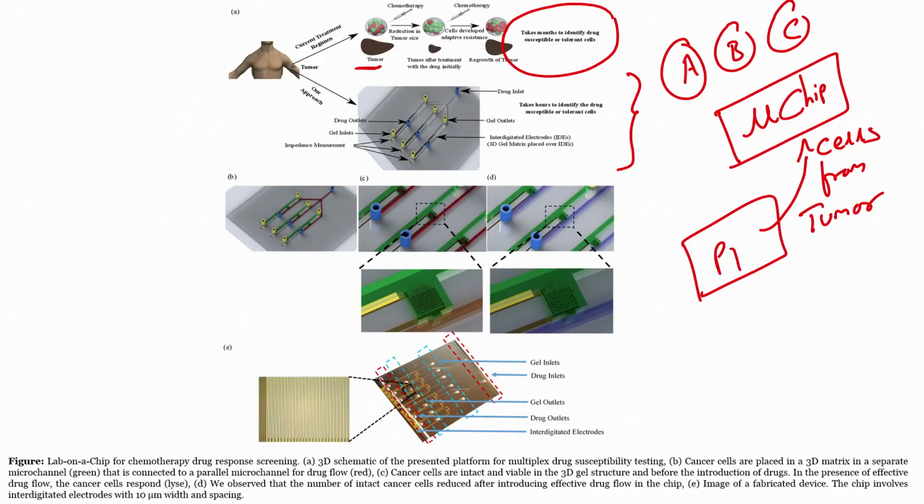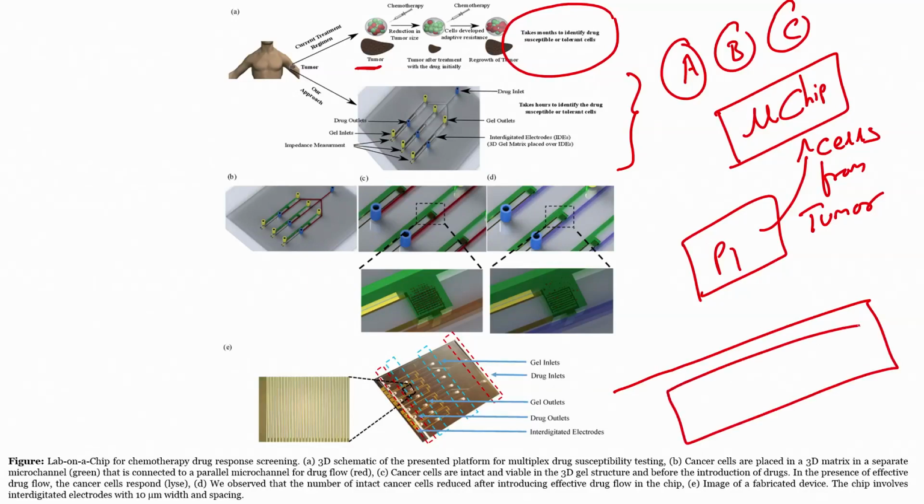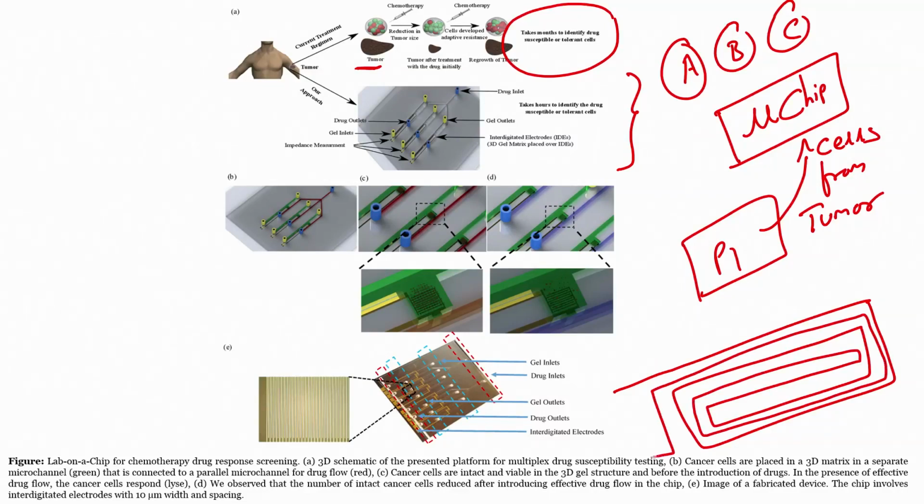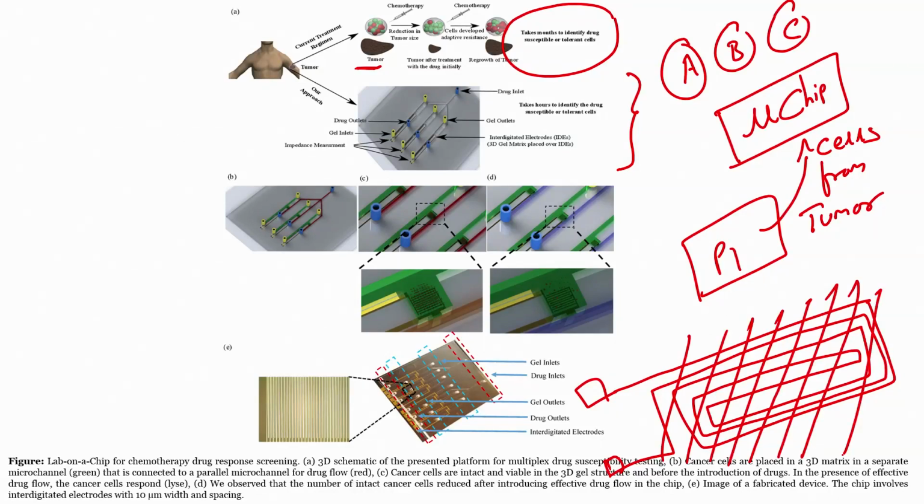So, if you see here there are gel inlets, drug inlets, impedance measurement, because the idea here is that when you load the cells they would die, because it is not at 37 degrees centigrade. That is why the bottom of the chip is nothing but our heater. Over the heater there is an insulator, and then we have electrodes.